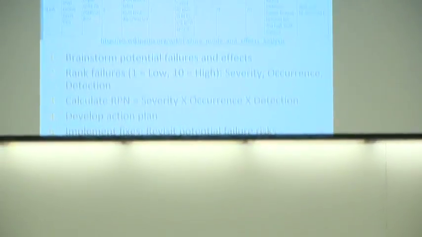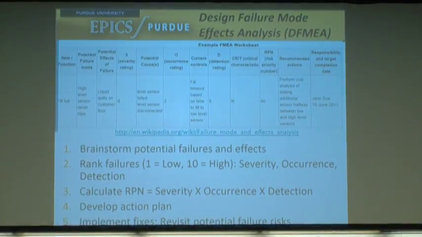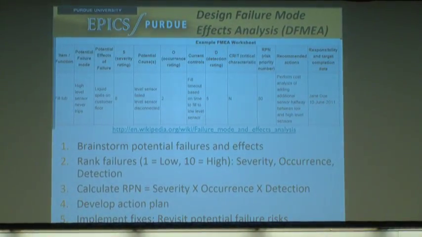Now the final one, detection, is a little different. A 10 means it's hard to detect. A 1 means it's very easy to detect. Does that make sense? So a dangerous failure is one you don't know is happening.